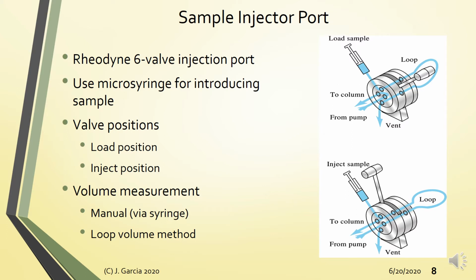After switching the port to load position, you push in the plunger of the micro syringe, and then when you're ready to record the chromatogram, you switch the valve back into the inject position. Readily, the system will start recording the chromatogram at time 0 when you switch to the inject position. Afterwards you pull out the syringe.